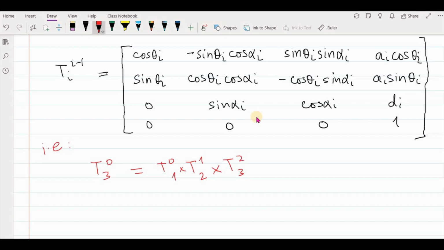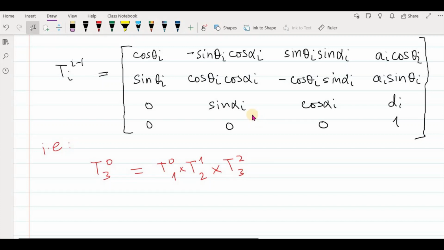So for each of these transformations, for example, if you want to find the transformation 1 to 0, you should know these values, which are the DH parameters: theta i, alpha i, and di. These 4 parameters you must know, and then you put them in this matrix here, and you will get this transformation. And then you repeat this process 3 times, and multiply the 3 of them to get the final transform of your end effector to your base frame or the reference frame.